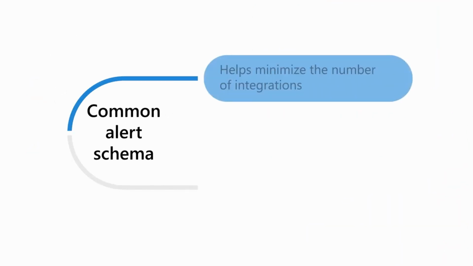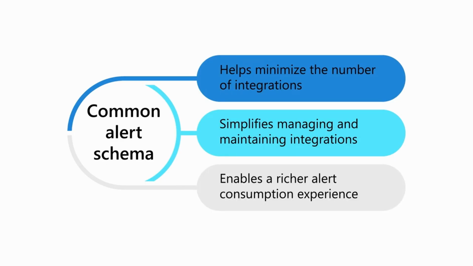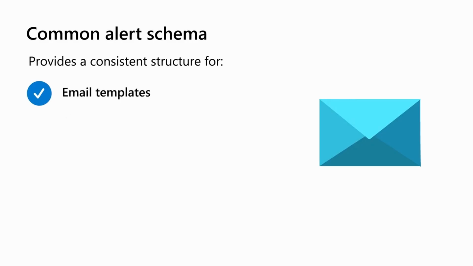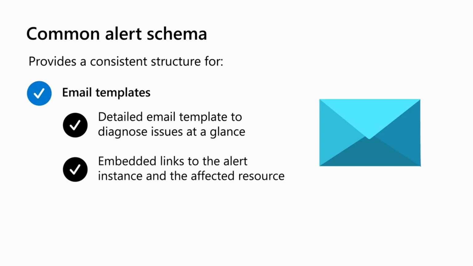Using a standardized schema helps minimize the number of integrations, simplifying managing and maintaining your integrations. The common schema enables a richer alert consumption experience in the Azure portal and mobile app. The common alert schema provides a consistent structure for email templates. You can use the detailed email template to diagnose issues at a glance. Embedded links to the alert instance on the portal and the affected resource ensure you can quickly jump into the remediation process.